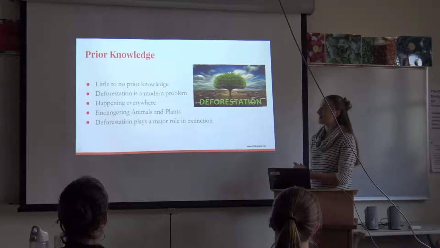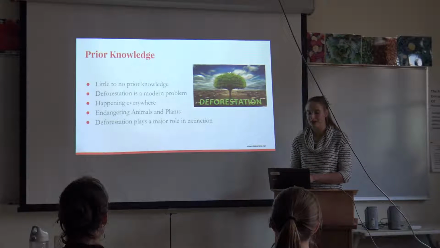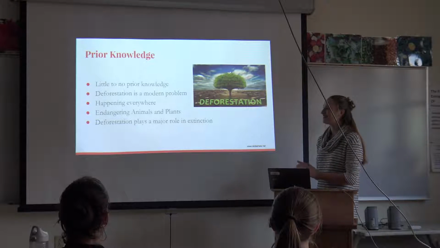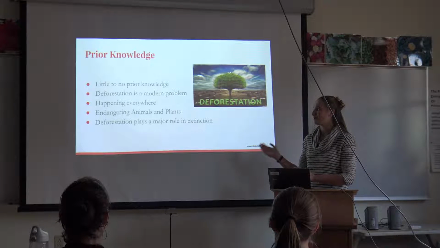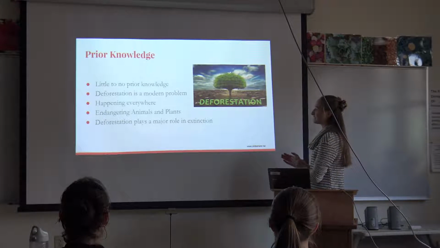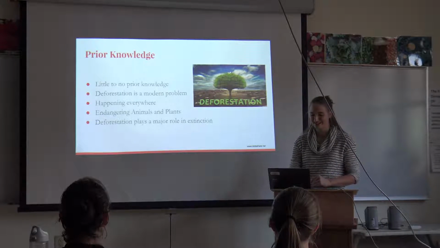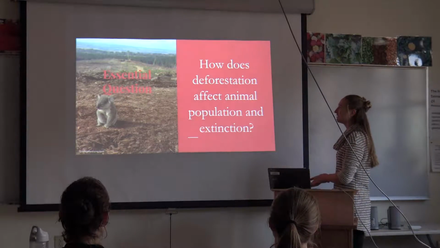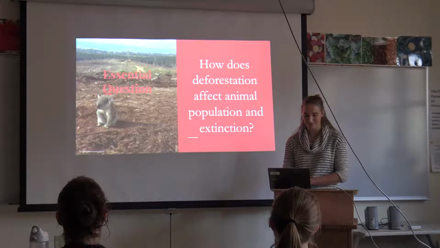For prior knowledge, I had little to no prior knowledge. I knew that deforestation was a modern day problem, but that was really about it. I knew that it was happening everywhere in every part of the world, and I knew that it was endangering plants and animals in those parts of the world. And lastly, deforestation plays a major role in extinction, and that's really all I knew. So my essential question is, how does deforestation affect animal population and extinction?